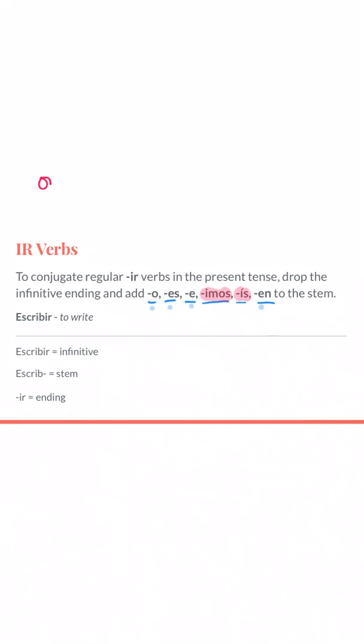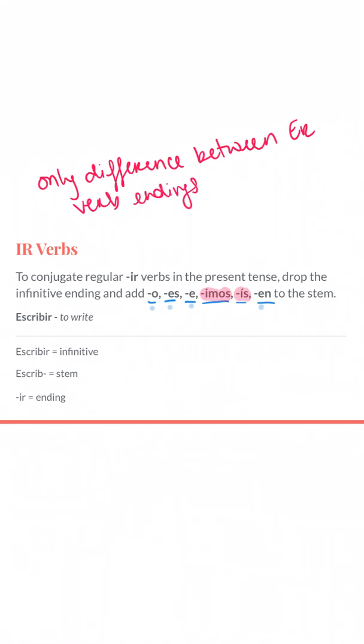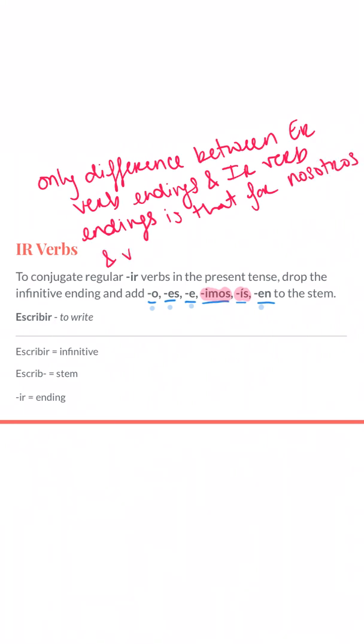So again, the only difference between ER verb endings, and do go ahead and add this to your notes, the only difference between ER verb endings and IR verb endings is that for nosotros and vosotros, we change the E's to I. And there you have it. So let's check it out on a chart here, shall we?